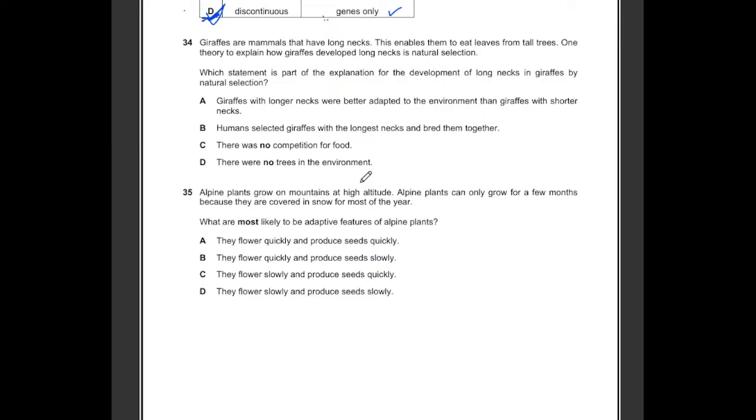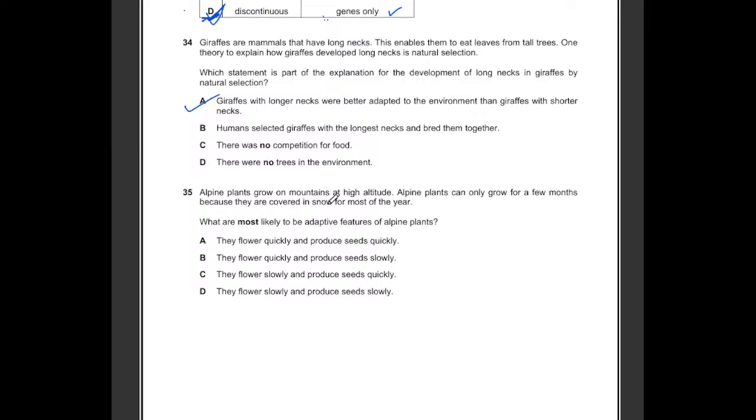Giraffes with naturally long necks were better adapted to the environment than other giraffes. Yeah, as long necks had enough food, they survived for a long duration of time compared to the giraffes with shorter necks, because as the environment was changing, the animal also underwent change, or you could say adaptation. Human selected giraffe? No, there is no competition for food. There was no tree in the environment. If there is no tree, then how will they grow or survive? Okay, so A is the correct one.